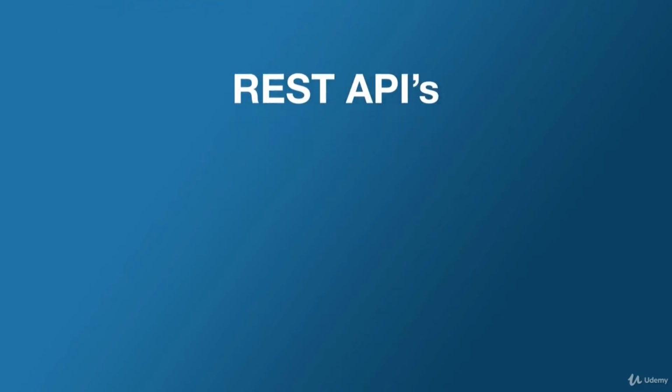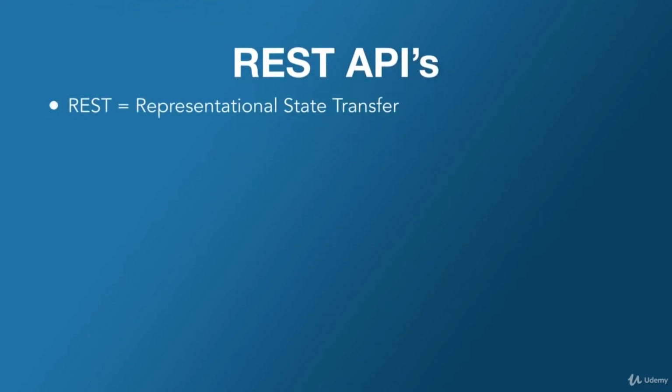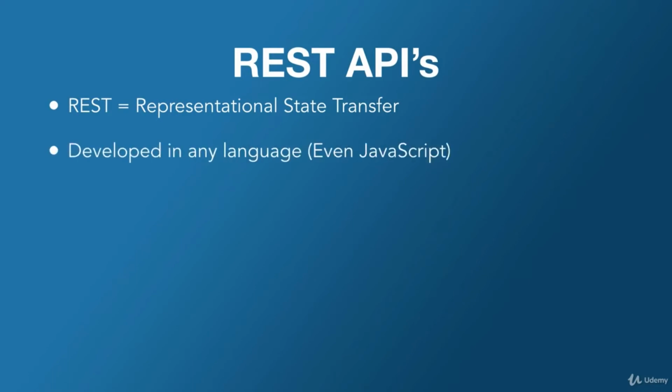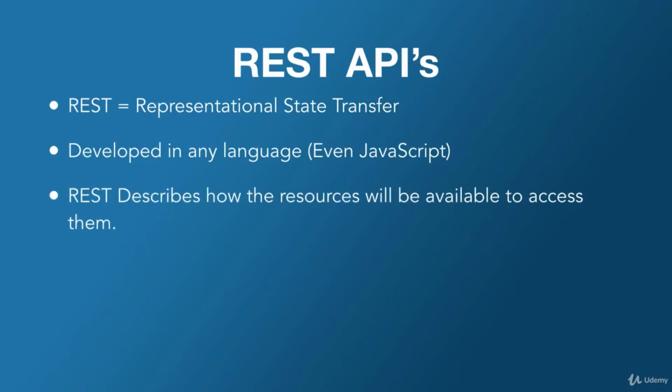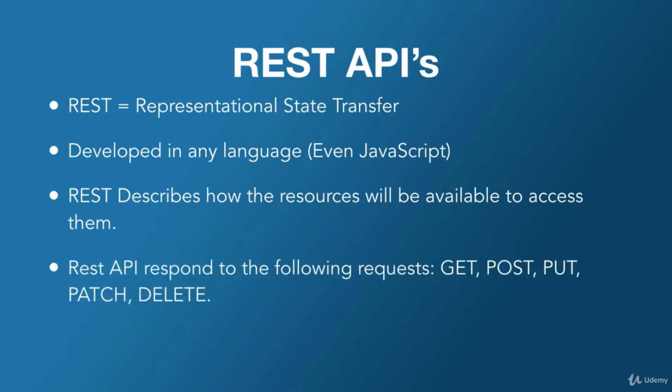So then, on the other hand, we have REST APIs. So REST is representational state transfer. A REST API can be developed in any language. Even JavaScript, you can develop a REST API. It will describe how the resources are going to be available and how you are going to access them. A REST API must respond to the following requests: get, post, put, patch, and delete.